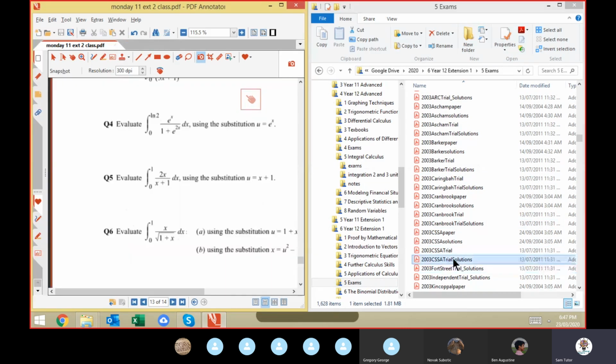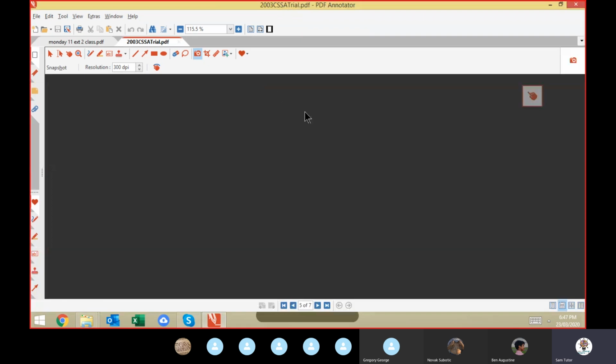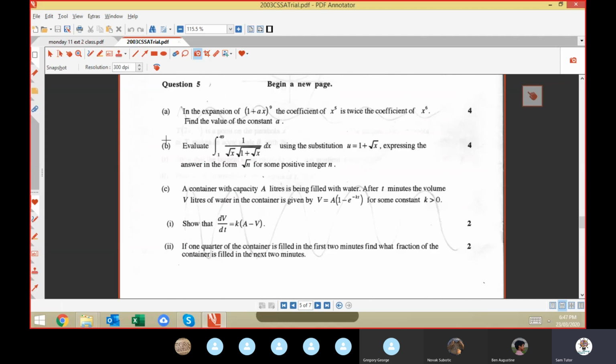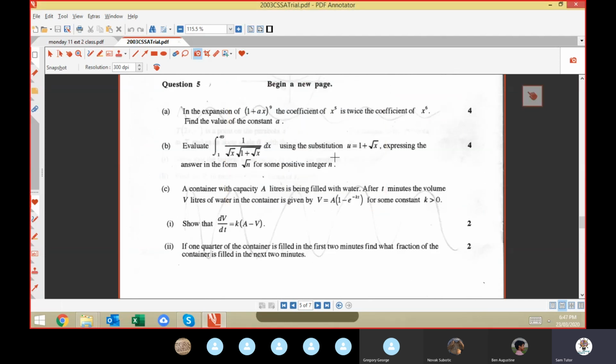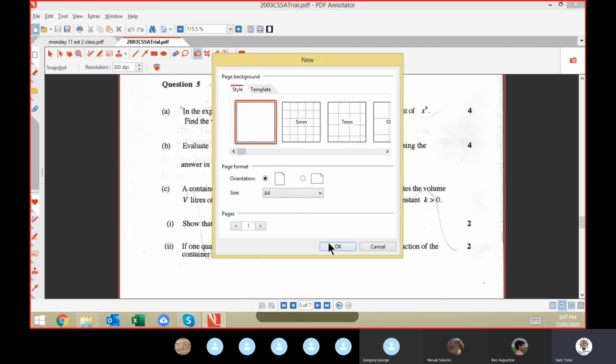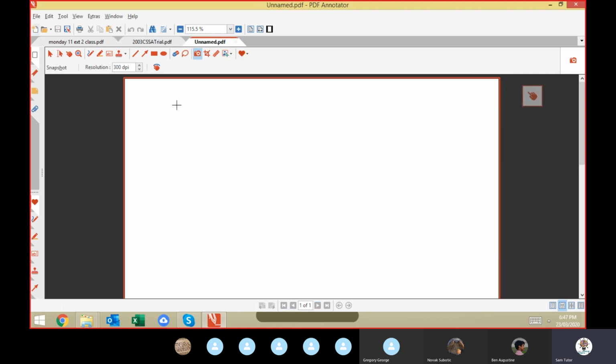All right, let's look at this rather harder question for substitution because it is worth 4 marks. They're generally worth only 3 marks. So if it's worth 4 marks, I'm assuming it's a bit harder. Here it is. How do you know it's a substitution integration? There's the integral sign and there's the word substitution. We'll specifically have to say that in your exams.